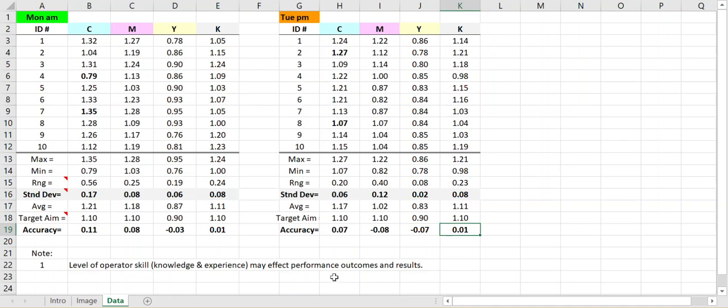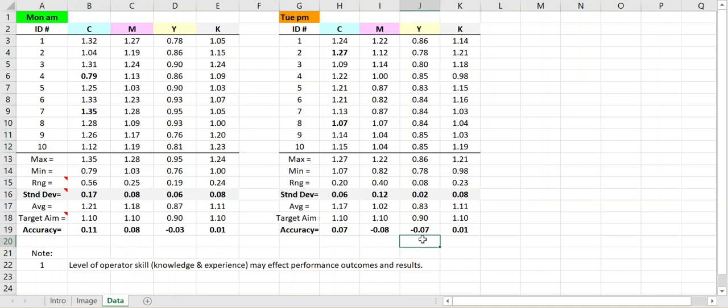Now, of course, the level of operator skill, the knowledge and the experience they have is going to affect the performance outcome and results. So you could say that this was a material dependent result or a process dependent result or an operator dependent result, probably mostly because of the operator.